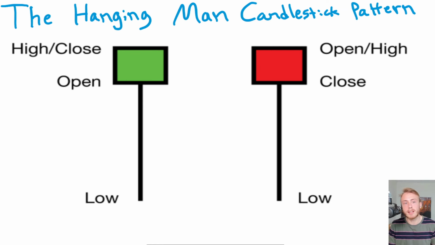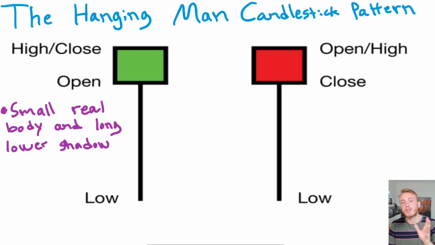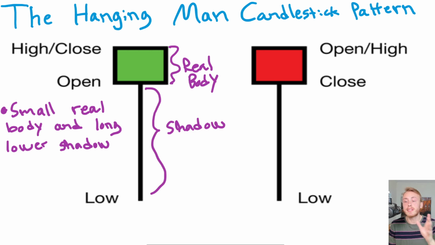But let's start by taking a look at what the actual candle looks like. First of all, the hanging man candlestick pattern has a small real body, which is the wide part of the candle, and it also has a long lower shadow. This right here is the shadow, and lower shadow basically means that the shadow is below the real body. In general, we usually want the lower shadow to be at least twice as large as the real body. In this example, you can see that the lower shadow is much longer than the real body. It looks like it's more than 3 times as long. So that criterion is good for this candle.